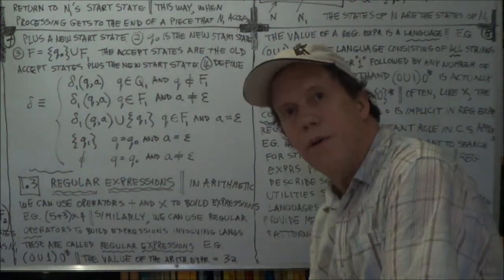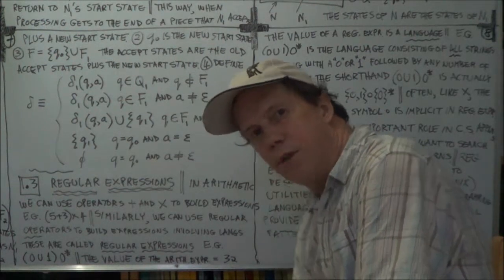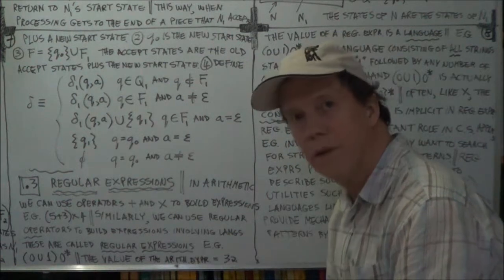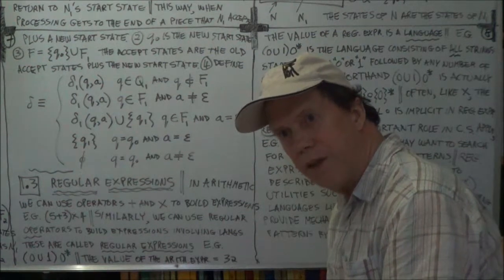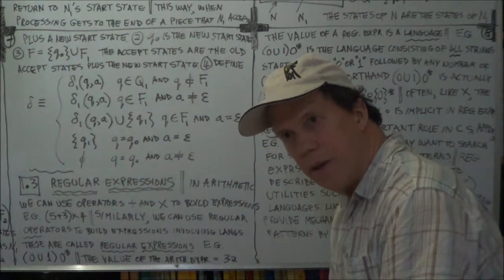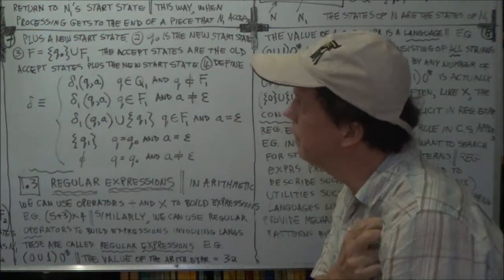Now our third proof of closure. Just continuing on, we're now in the middle of giving the formal description of the machine big N that recognizes a starred language. Okay.